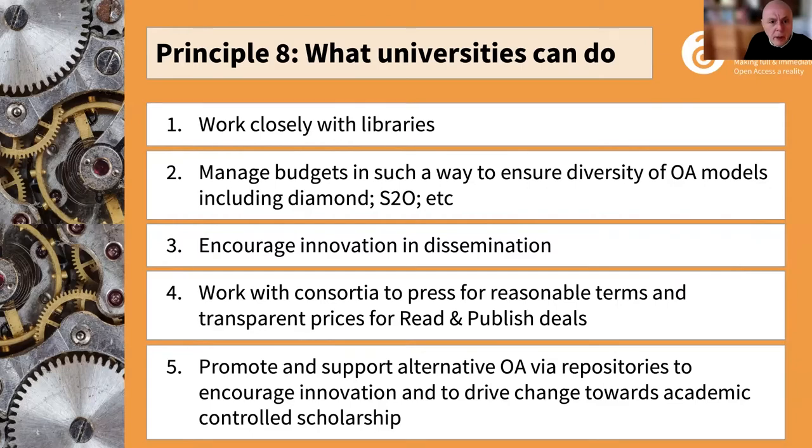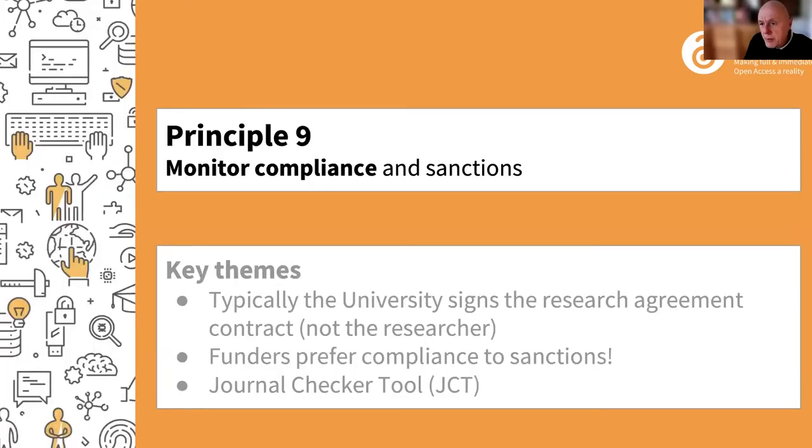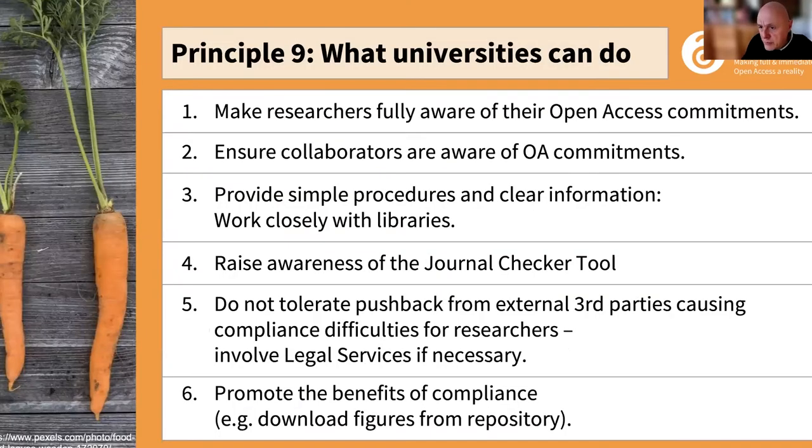Thank you, Sally. Yes, principle 9 is about monitoring compliance and sanctions, and what universities can do there, because Coalition S funders, of course, will monitor how this policy is implemented. And if funded researchers do not comply with this, they may take appropriate sanctions, each in their own jurisdictions, such as no longer providing funding to authors who blatantly disregard these policies and their contracts. So it is very important.